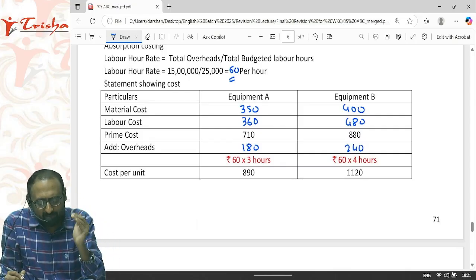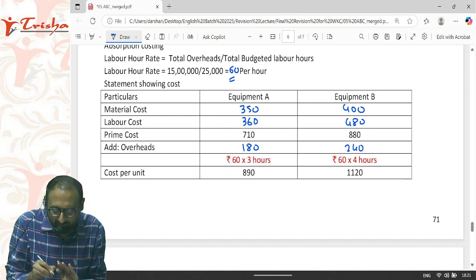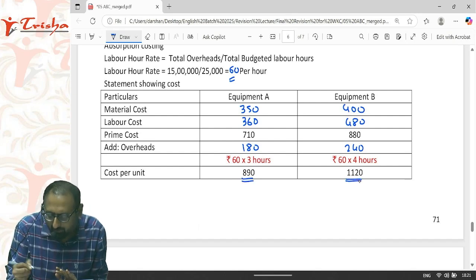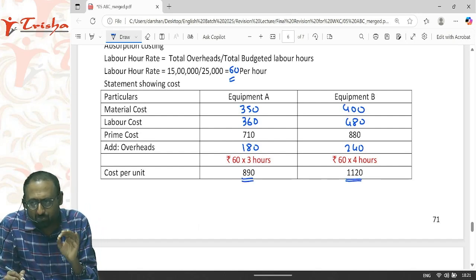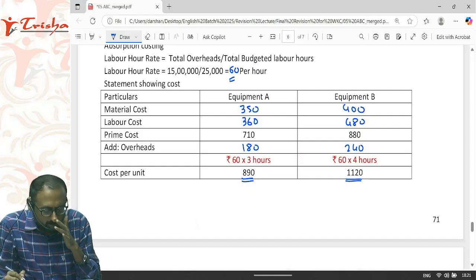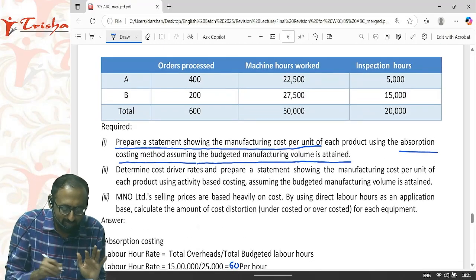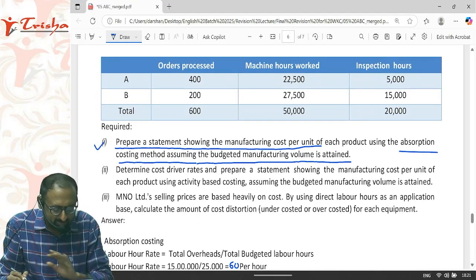So prime cost plus factory overhead is equal to your total factory cost. Factory cost per unit is 890 and 1120 per unit. They have asked to calculate per unit only. Next one. First question is over. Everyone now please read the second one.